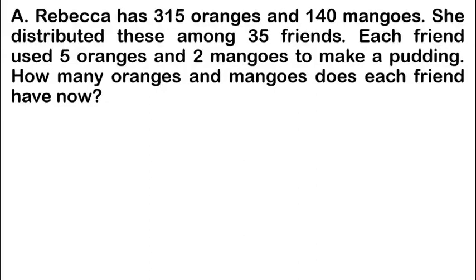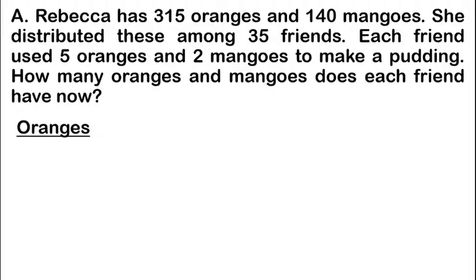Rebecca has 315 oranges and 140 mangoes. She distributed this among 35 friends. Each friend used 5 oranges and 2 mangoes to make a pudding. How many oranges and mangoes does each friend have now? So first, we can solve this in a step-by-step manner. Let's start with the important given number, which is oranges.